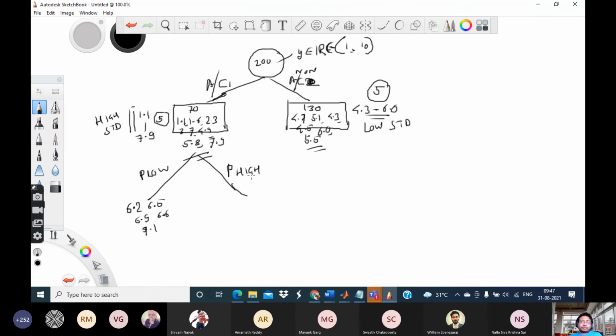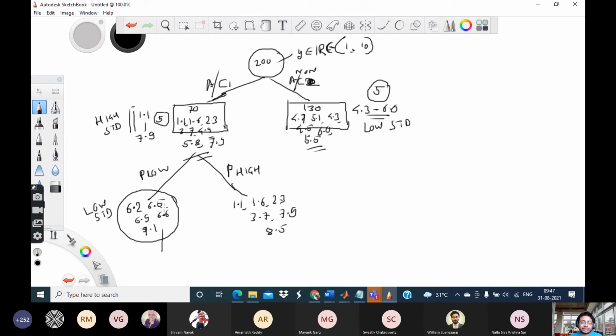On the other hand, if the AC is there but the price is high, then we are again getting ratings like 1.1, 1.6, 2.3, 3.7, 7.9, 8.5, etc. Okay. So fine. That means if in this particular subset we see that the variance or the standard deviation is low, then I can make a prediction right away.